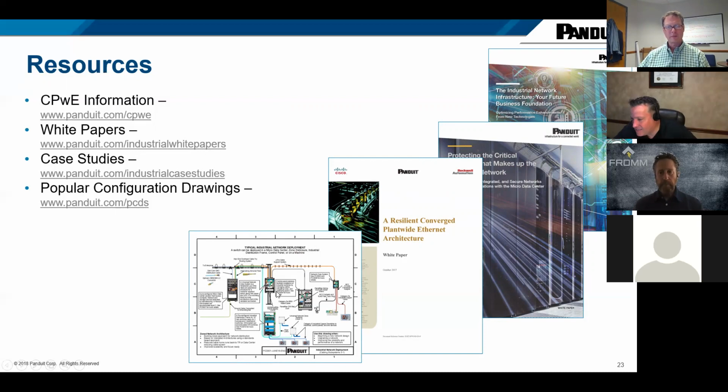So this design right here, you can kind of see. I wish I could zoom in, but go to the PCD site. I think there's about 20 of them, and it shows you how to take that logical framework of this converged plant-wide Ethernet and do it in a physical manner. If you flip over the page, if there's a page 2, it actually gives you part numbers. So it calls out exactly what you need to deploy the CPWE. If you're doing a ring, a switch level network, a process network, or building out a micro data center, it has these reference architectures that have been boiled down into popular configuration drawings.